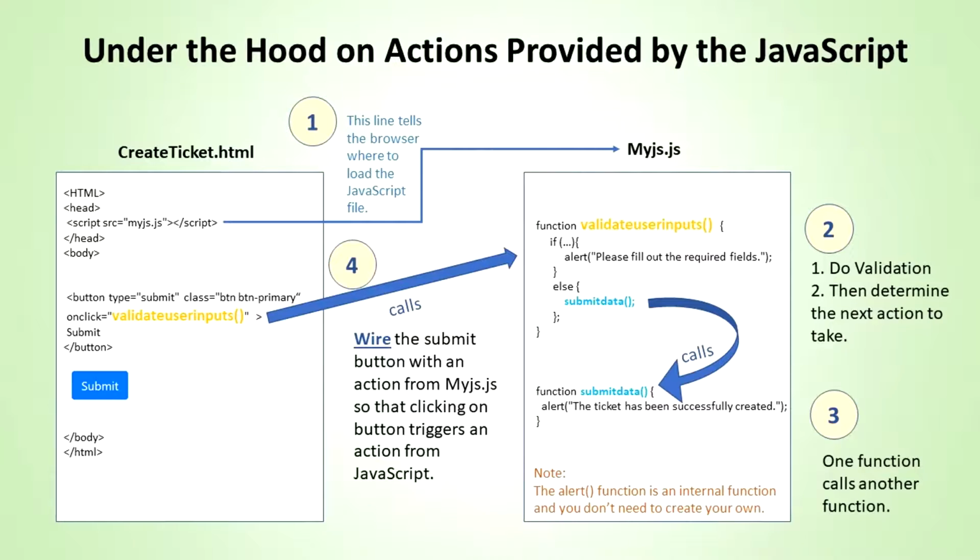Third, we saw how a function can call another function. So with this ability, we can potentially create multiple functions on the JavaScript file and call other functions on the other JavaScript files. Finally, the submit button is wired with validating functions from the JavaScript file. So just like CSS is a book of style rules, JavaScript is like a book of actions.